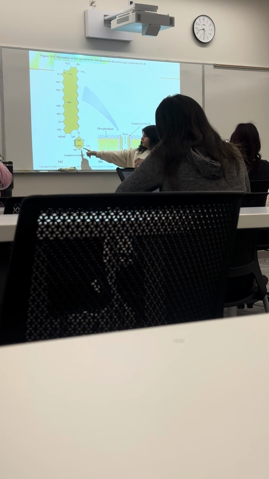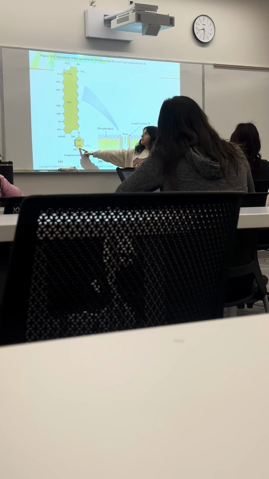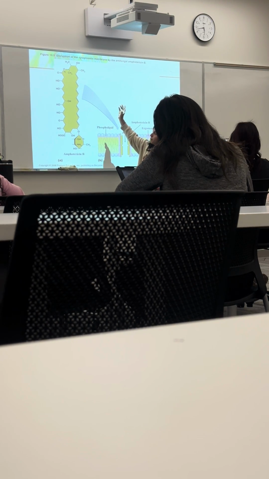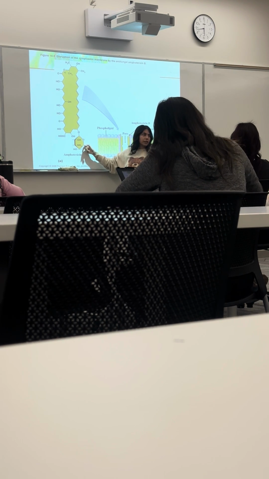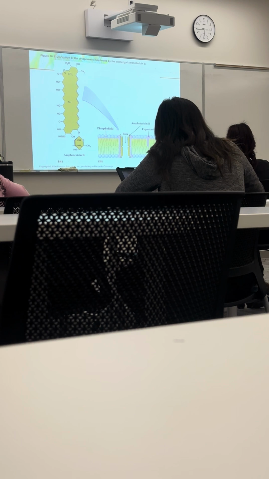So here is amphotericin B, okay? This guy has a polar side and a non-polar side, okay? So it can insert into that cell membrane and create this pore. Things can leave and come in that shouldn't be able to, okay? Which leads to cell death. Okay? So this is something that is bactericidal, right? Kills the cell. Questions?